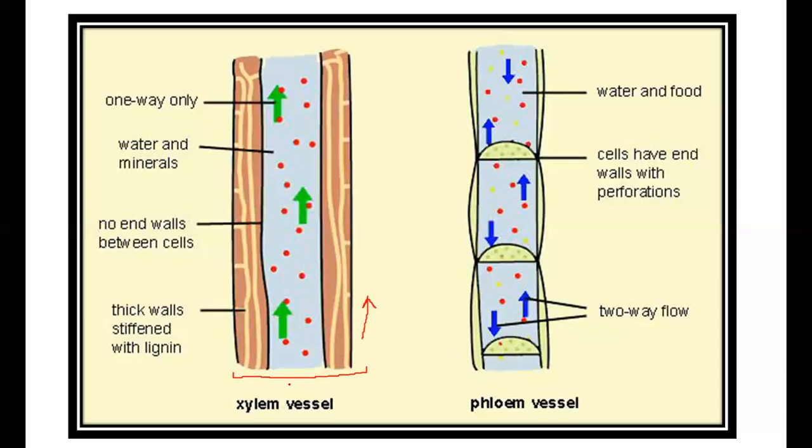But phloem conducts organic food, and organic food is produced in leaves. Except organic food, phloem also conducts some food that was stored for future use. So except water and minerals, all the materials present in the plant are conducted by phloem. So in case of phloem, the flow of material is bidirectional. It is two-way movement.